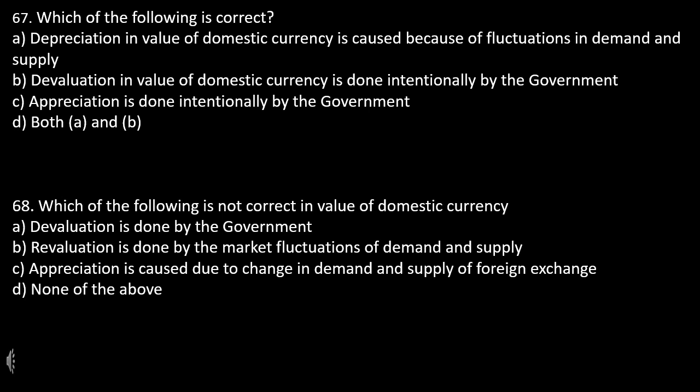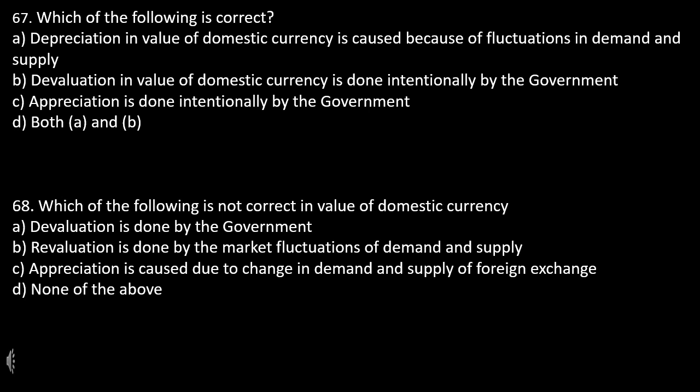Question number 67. Which of the following is correct? A: Depreciation in value of domestic currency is caused because of fluctuations in demand and supply. B: Devaluation in value of domestic currency is done intentionally by the government. C: Appreciation is done intentionally by the government. D: Both A and B.